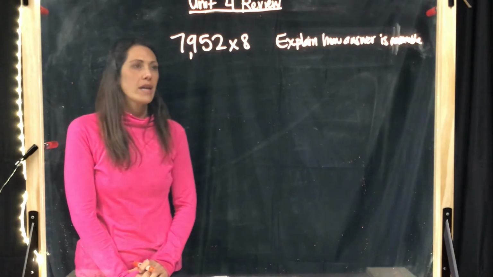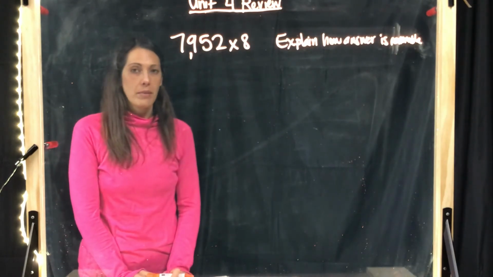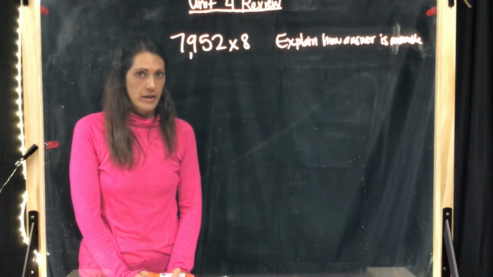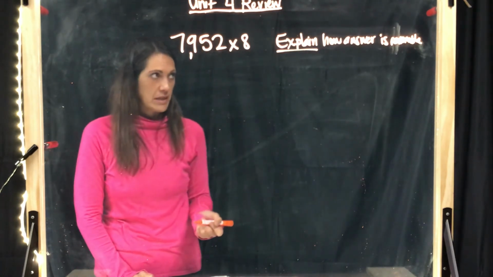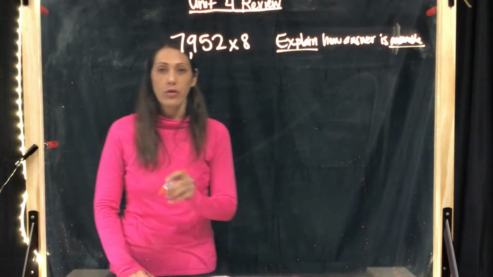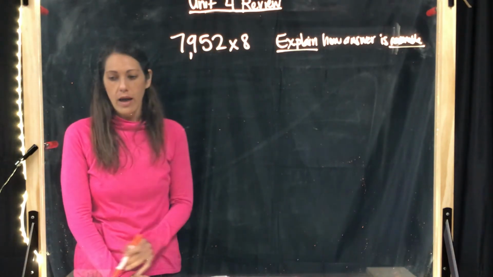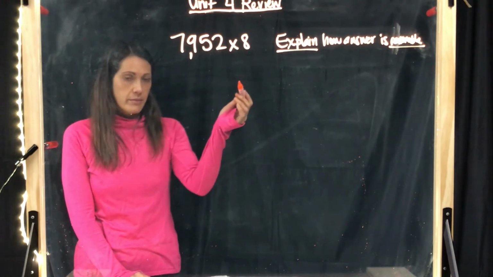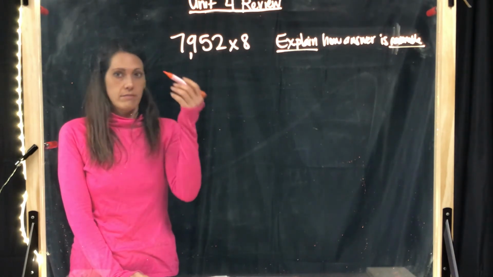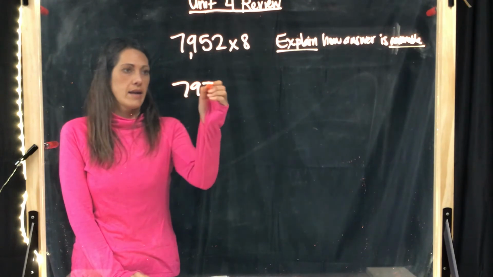Okay, for number 20, we have this multiplication problem, and we have to explain how we know our answer is reasonable. When you see the word explain, you know you're going to have to write something down. And when you see the word reasonable, you know that you are going to have to round, estimate, okay? So the first thing I'm going to do is multiply and get an answer.